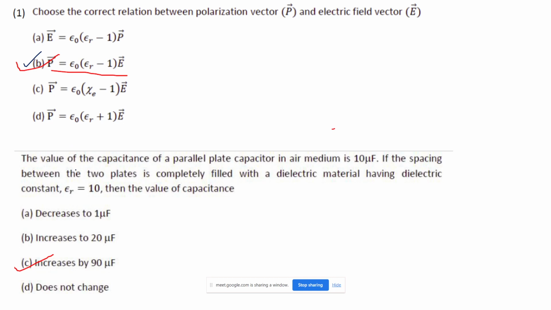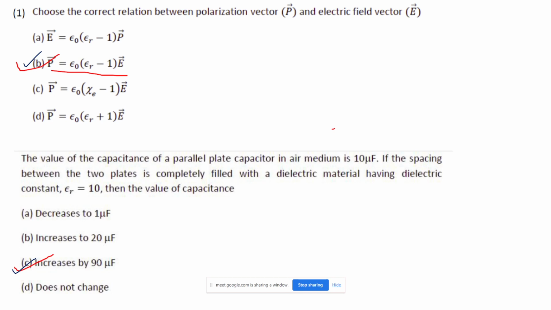Next question. The value of the capacitance of a parallel plate capacitor in air medium is 10 microfarad. If the spacing between the two plates is completely filled with a dielectric material having dielectric constant epsilon r equal to 10, then the value of capacitance: the options are decreased to 1 microfarad, increased to 20 microfarad, increased by 90 microfarad, does not change. The answer will be increased by 90 microfarad.